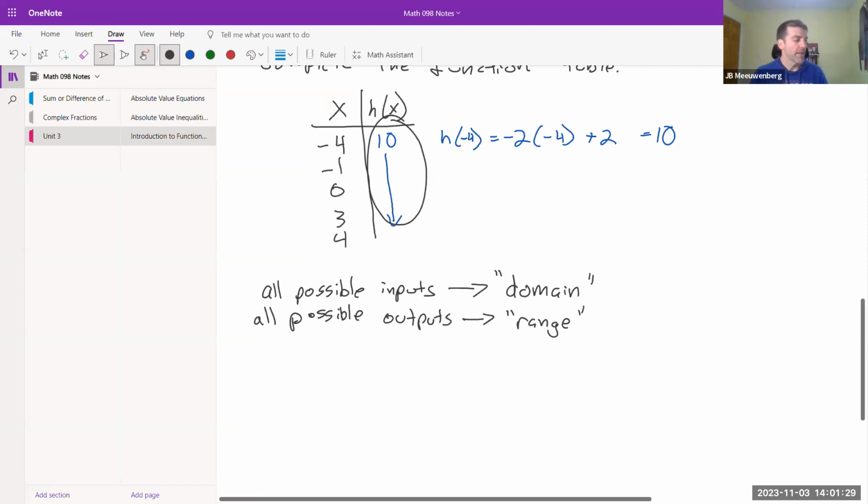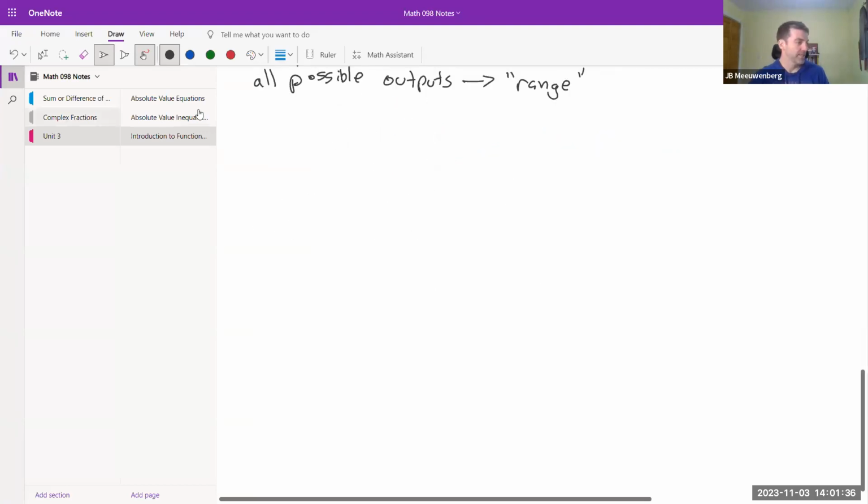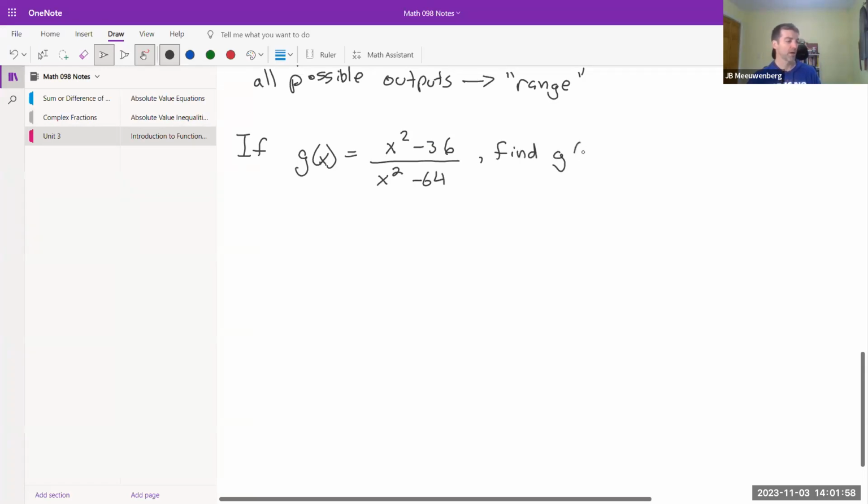So where might this idea of domain and range actually come into play? Let's look at this one. If g of x equals x squared minus 36 over x squared minus 64, find g of 8. So here's another way that a function problem might look.